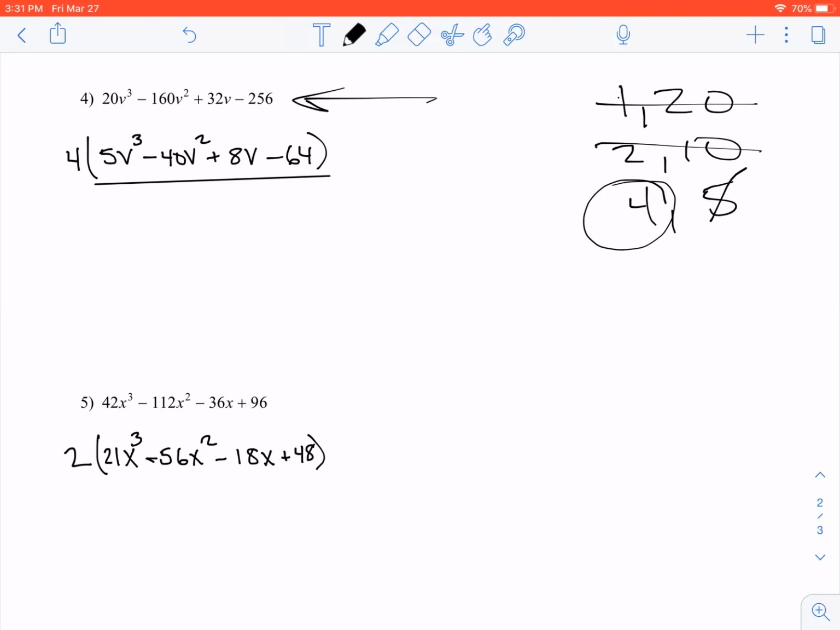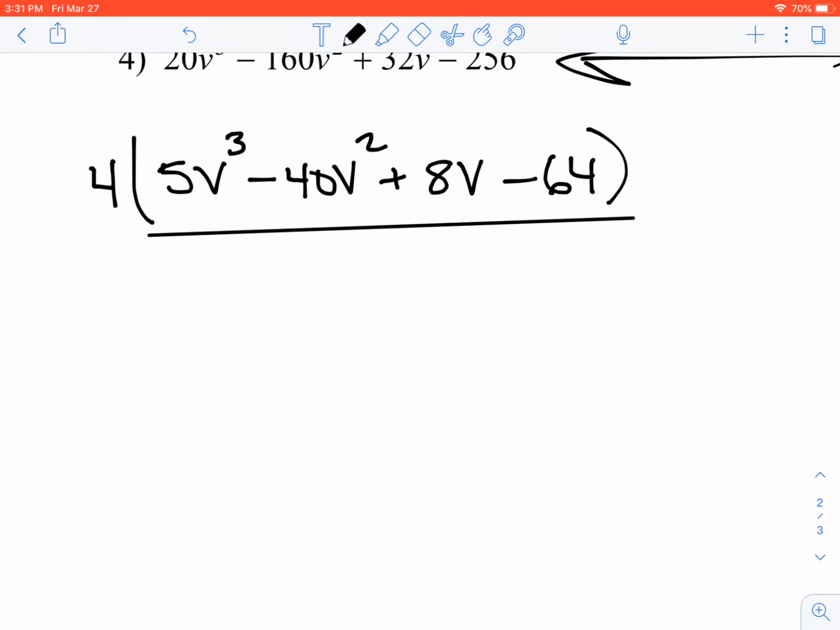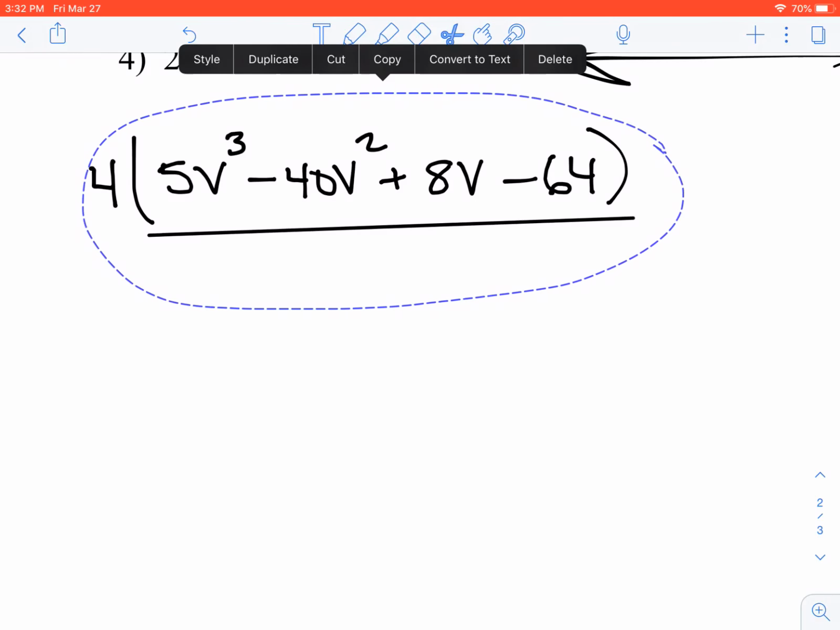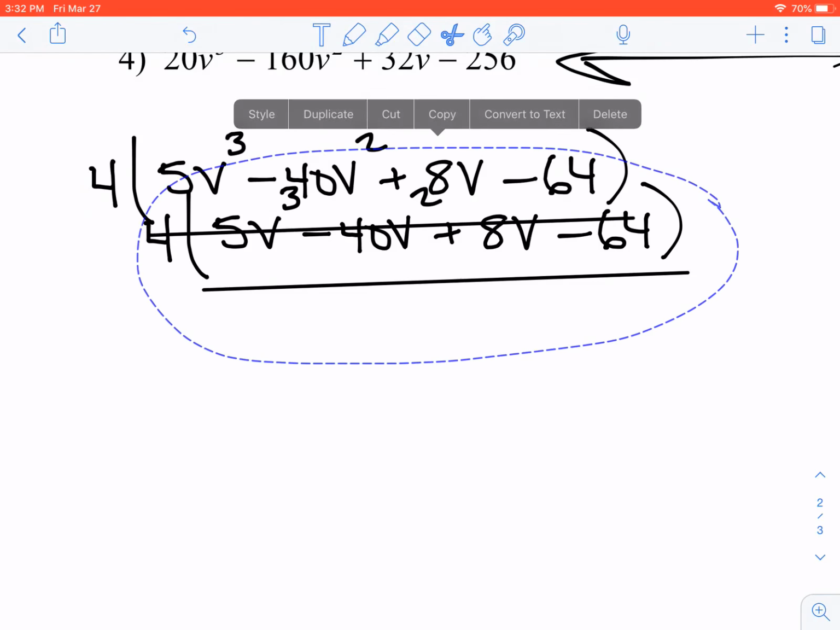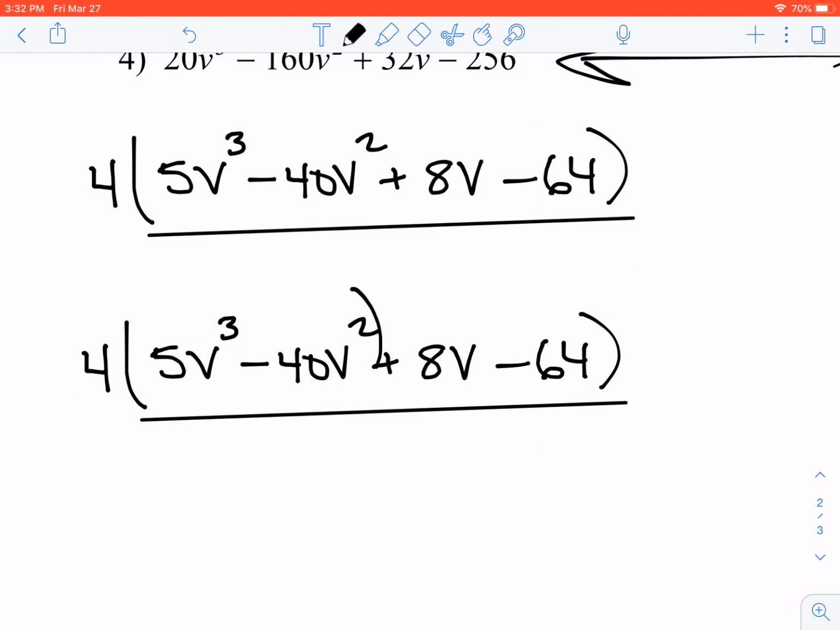So 4 goes into 32, 256, 160, and 20. And you might need a calculator to do that work, which is no problem. Okay, then I factored it out. So I divided each term by 4, and I'm left with 5v cubed minus 40v squared plus 8v minus 64. Now that problem becomes a problem just like up top. We're going to take that and break it out into two pieces. I'm going to use some technology here, duplicate that and put it right underneath it so we can see. And I'm just going to put parentheses around that.